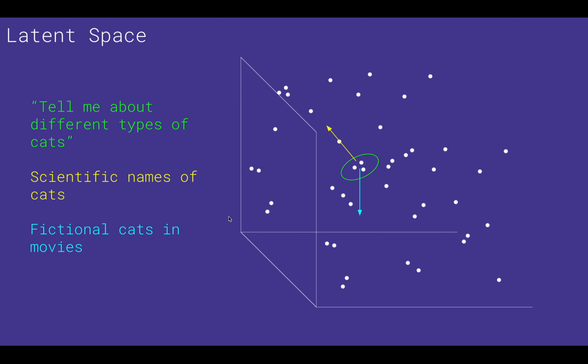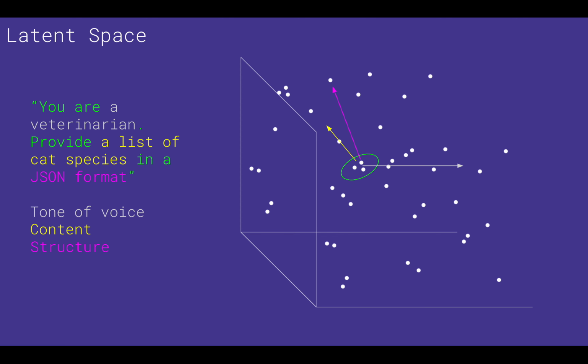And so if I just say, hey, tell me about different types of cats, the model might give me a very broad, generic idea of cats, or it might even just veer into making stuff up, right? It might combine scientific names of cats with fictional cats because of this entangled latent space, and it doesn't really have enough context to give us the exact answer.